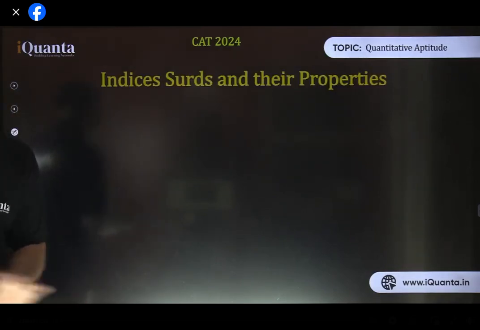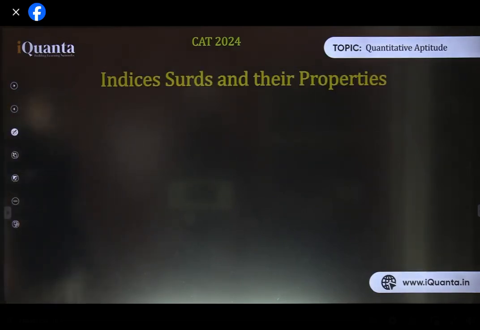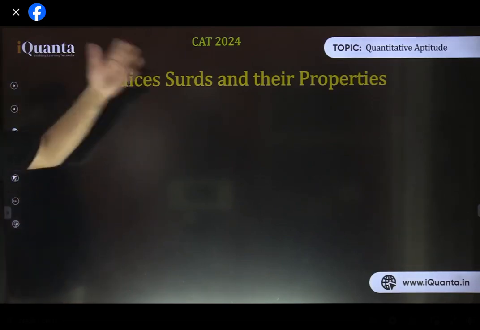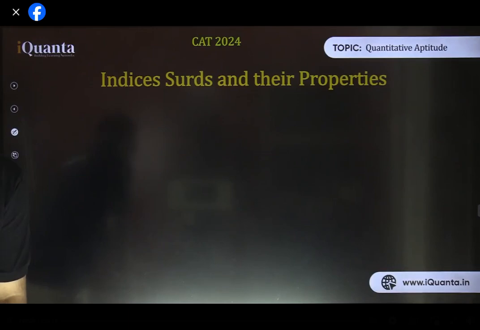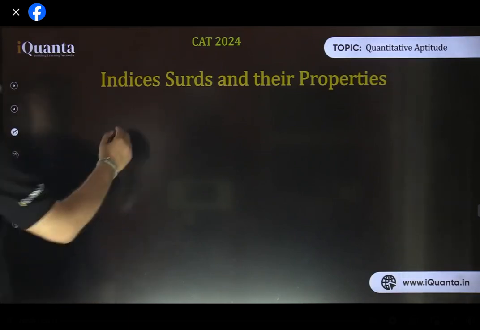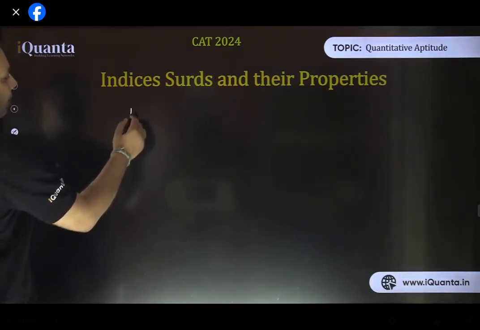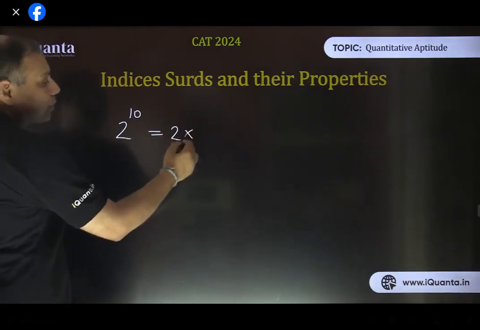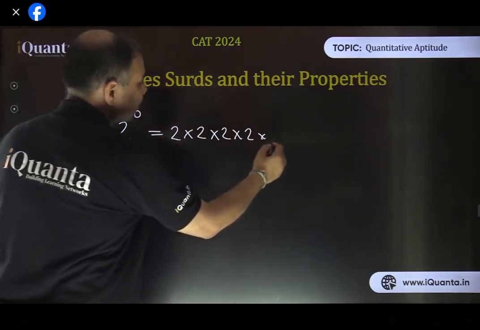And this is a very easy part. First, we just need to understand the meaning of indices and surds. Indices we call the powers of the numbers. Say, when we say 2 raised to power 10, all of you know that it means multiplying 2 ten times, 2 into 2 into 2 into 2, a total of 10 times we are multiplying.